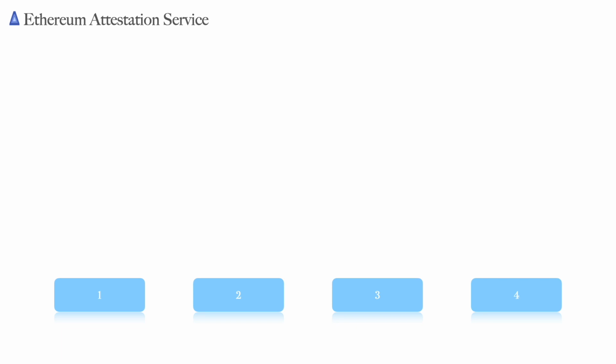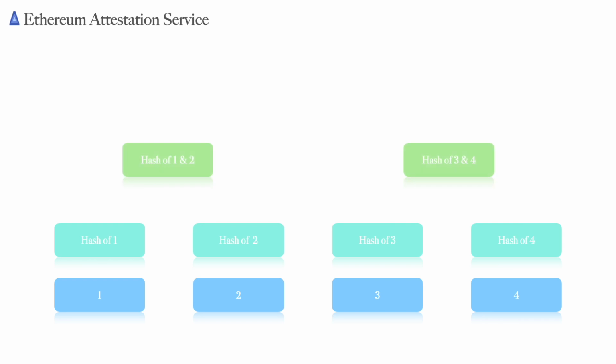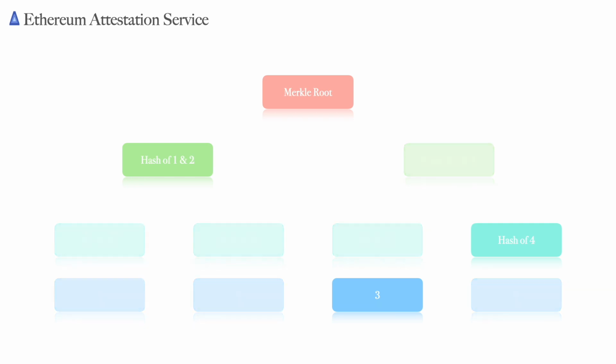Let's say that we have a set of data that we want to keep private. In this case, we have a set of four numbers. We can create a Merkle tree out of this data by hashing each number and then hashing the hashes together. Now, if we want to prove that a number is part of this set, we can just provide the number and the hashes that are needed to prove that the number is part of the set. In this case, we can prove that the number 3 is part of the set by providing the number 3 and the hashes of 1, 2, and 4.